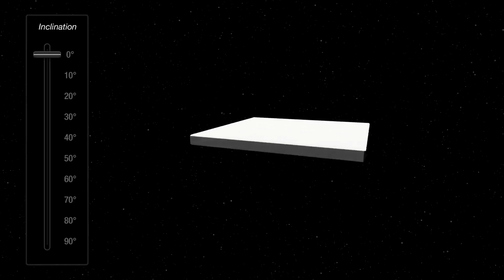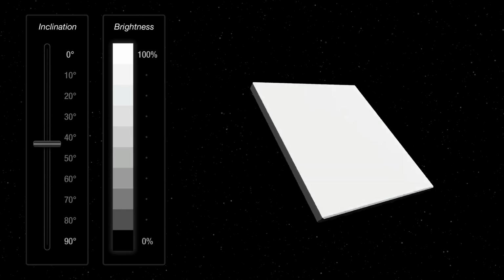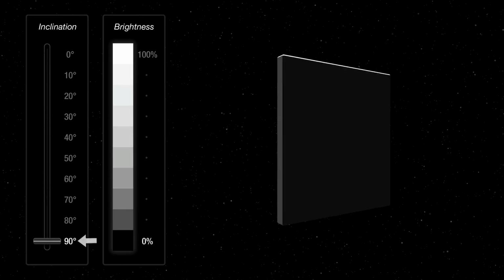So there's clearly a relationship between the inclination of our plane and the brightness, the tonal value of it. We measure inclination in degrees and brightness in percent. So we are now at 0 degrees inclination and we have 100% of brightness. As we rotate to the other extreme, here we have 90 degrees of inclination and 0% of brightness.